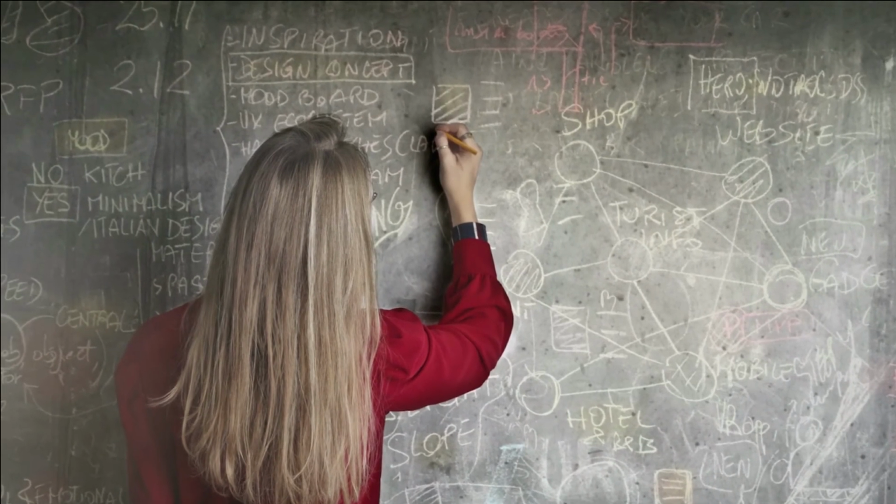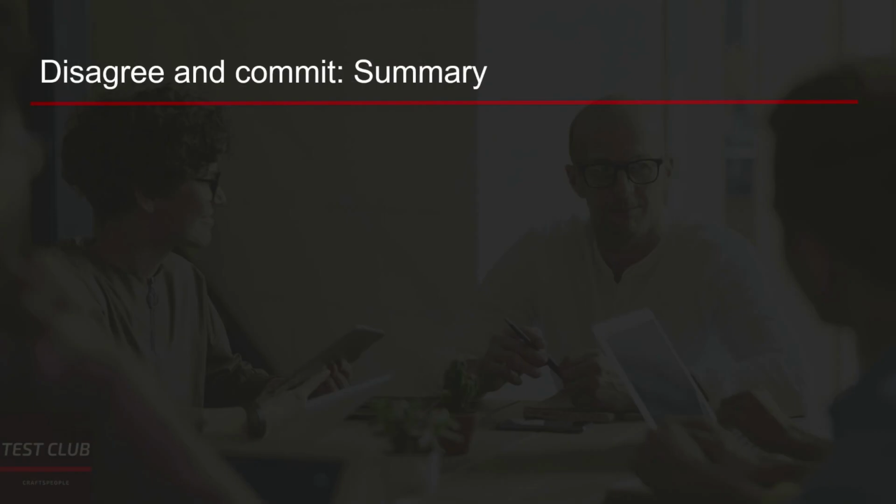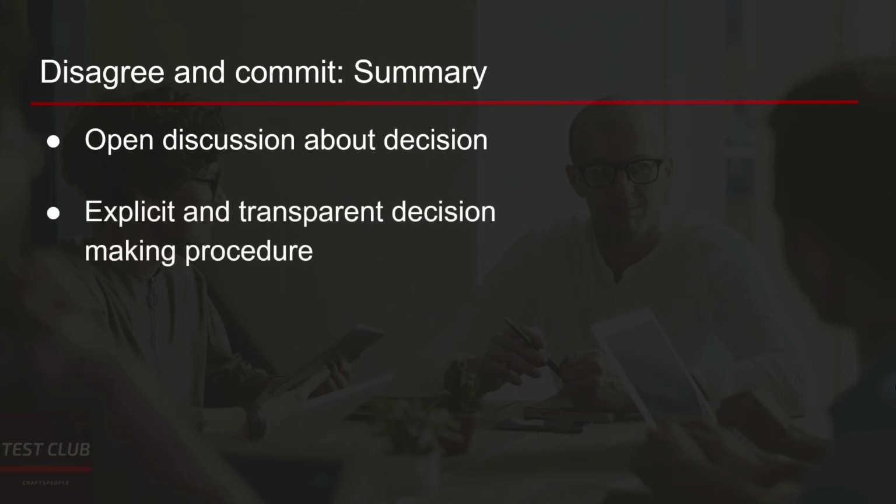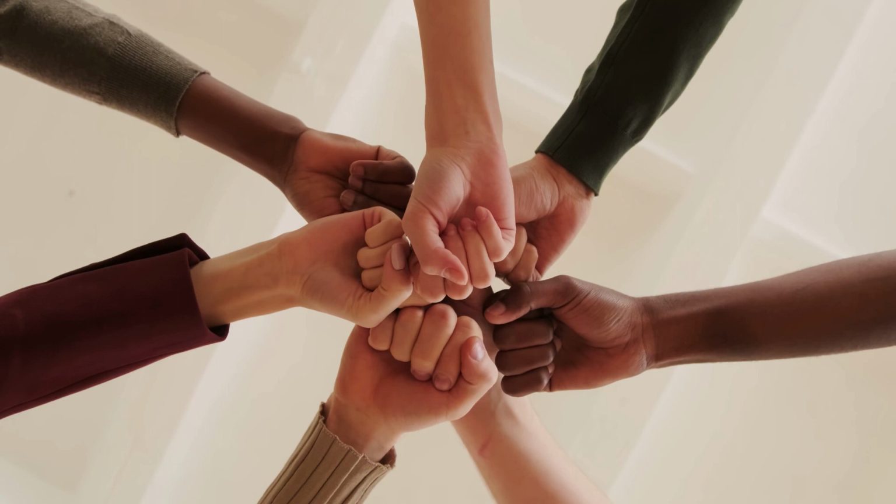So, let's summarize. Disagree and commit consists of 3 steps. Open discussion about the decision, where everyone is encouraged to openly disagree. Explicit and transparent decision-making procedure, which everyone agrees with. Committing to the achieved decision, if at all possible.